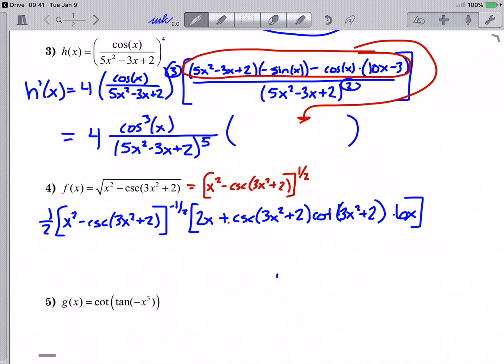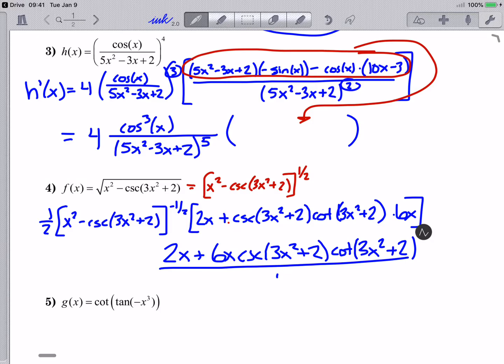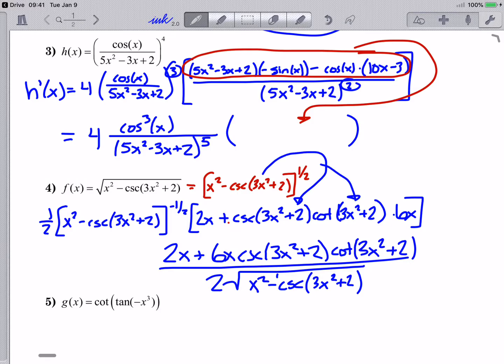And there's really nothing fancy you can do with this other than rewrite it as 2x plus, I would bring the 6x to the front, so I've got 6x cosecant of 3x squared plus 2 cotangent of 3x squared plus 2 all over 2 times the square root of exactly what I started with, x squared minus cosecant of 3x squared plus 2. Alright, so that was a simple chain rule. Again, remember that whenever you take the derivative of a trig function, your inputs remain exactly the same in the derivative. They do not change.